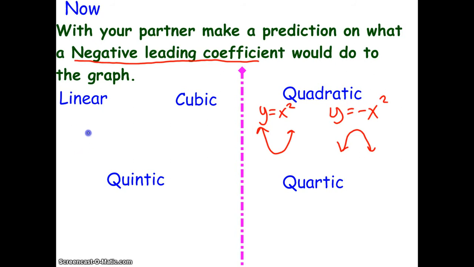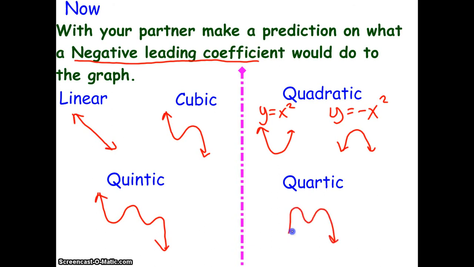Okay, that was less than a minute, but you can see that it flips. So for a linear equation, it would go downhill. A cubic would flip. A quintic would also flip. A quartic would be like an M. Okay? So we're going to describe the end behavior. What happens at the ends of the graph?